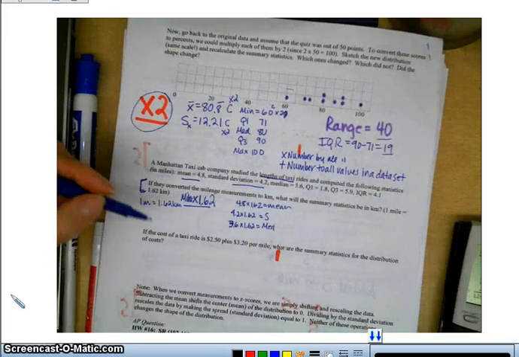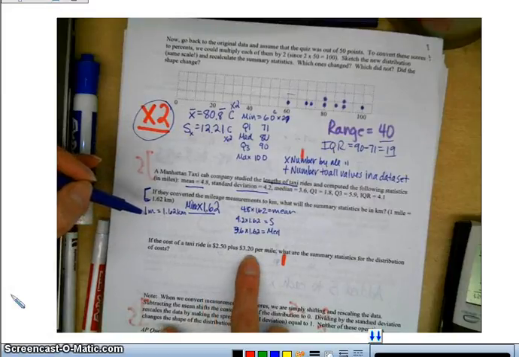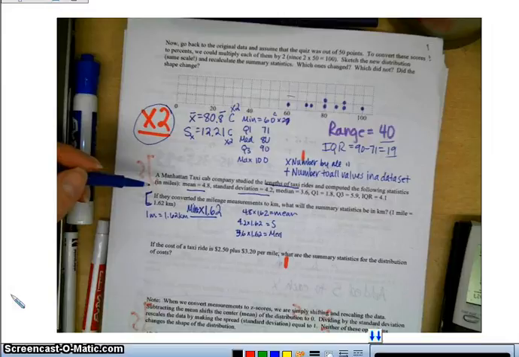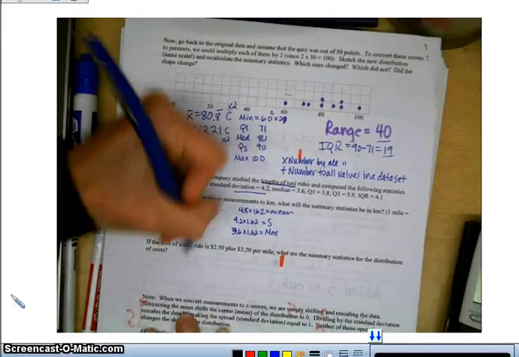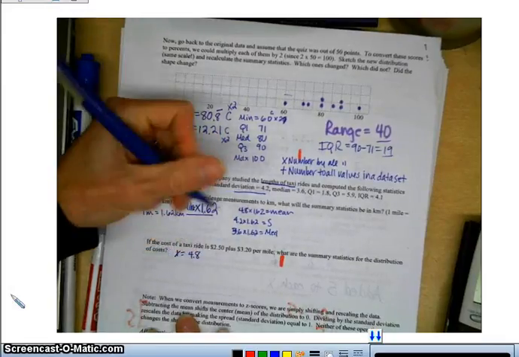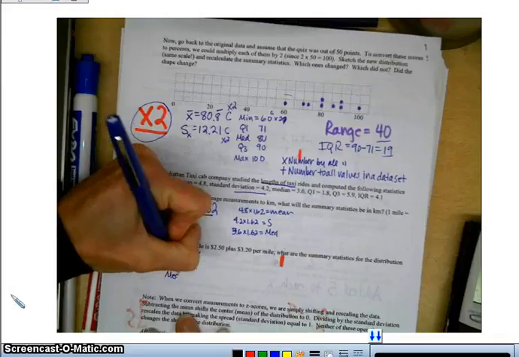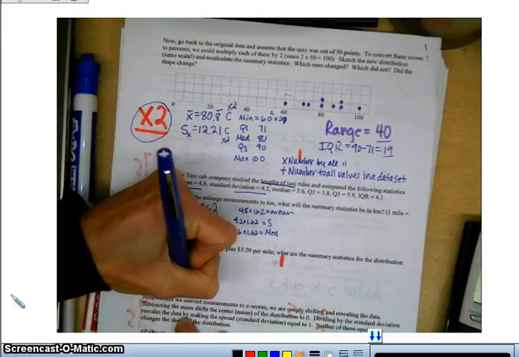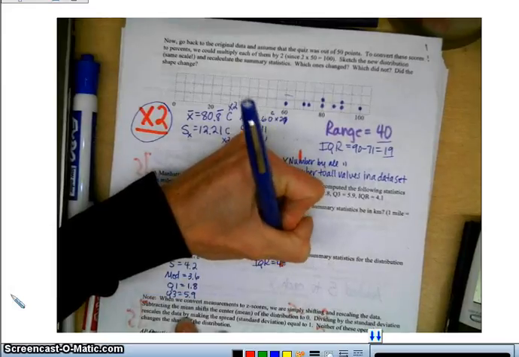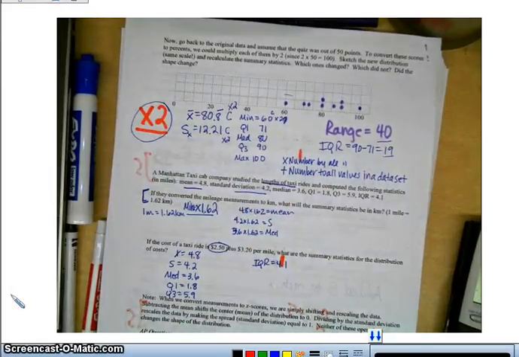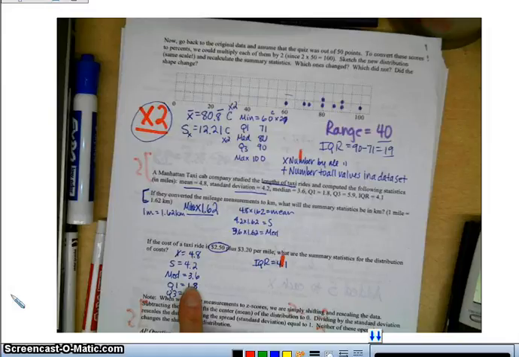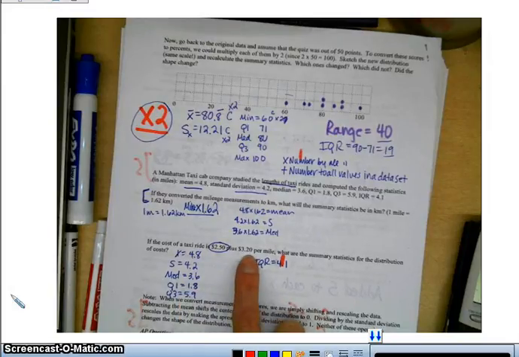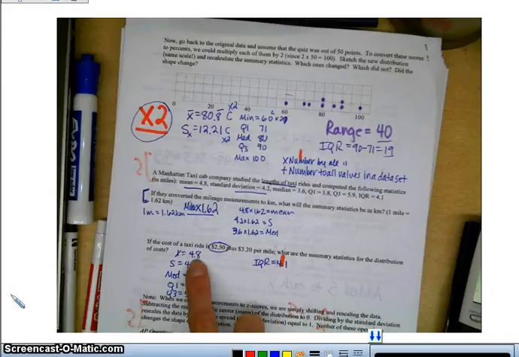All right, so now if the cost of a taxi ride is $2.50 plus $3.20 per mile, what are the summary statistics for the distribution? Here's what I'm going to need to do. I've got my mean of 4.8, standard deviation of 4.2, median of 3.6, Q1 of 1.8, Q3 of 5.9, and IQR of 4.1. First thing I'm going to do is charge $2.50 up front. The length is the length of a taxi cab ride, so to figure out how much I pay, I'm going to multiply all of these by $3.20, because for every average mile you go, I'm going to charge $3.20.